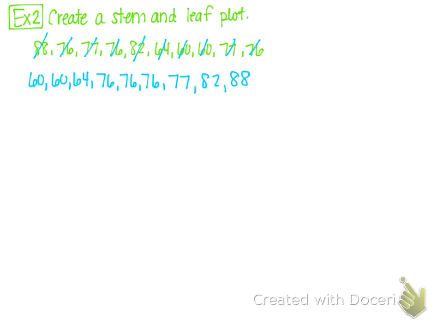So let's double check our data. 1, 2, 3, 4, 5, 6, 7, 8, 9, 10. And 1, 2, 3, 4, 5, 6, 7, 8, 9. Ooh, did we miss something? What did we miss? Oh, I didn't write 77 twice. See why it's easy to make a mistake on these? We want to double check. So we have 77 again, 82, and 88. Let's double check again. 1, 2, 3, 4, 5, 6, 7, 8, 9, 10. All right, we're good to go now.